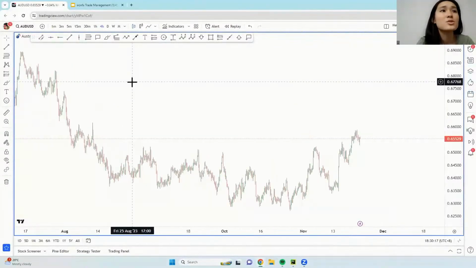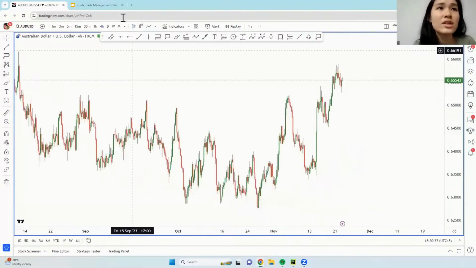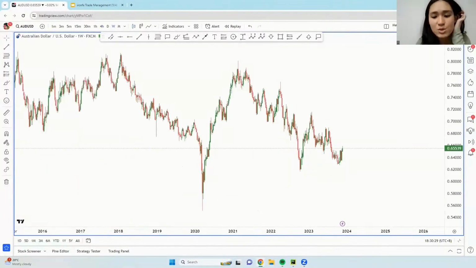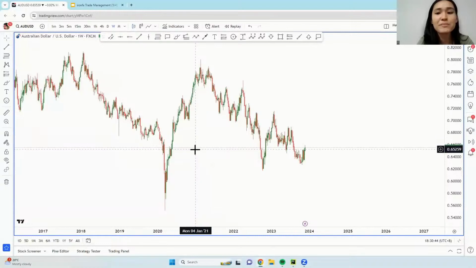Okay. So I typically like to start off by looking at the higher time frames. Wait, can you guys see my charts? Yes, okay. So I like to start off by looking at the higher time frames so that we get an idea of the general direction of where prices are headed towards. Okay, so I'm going to start off by looking at the weekly time frame.